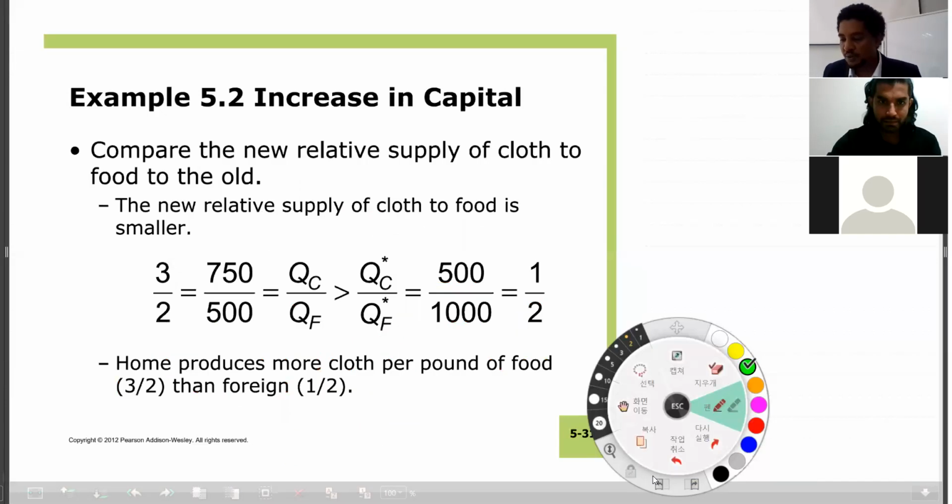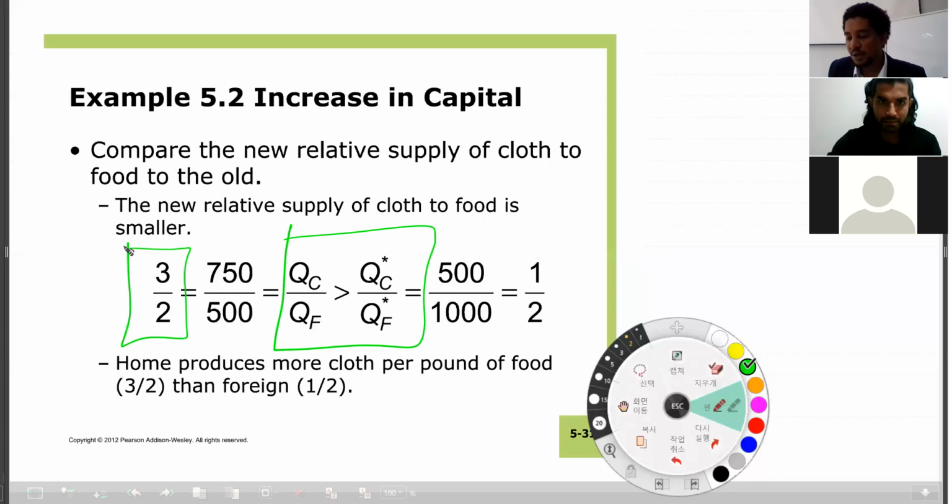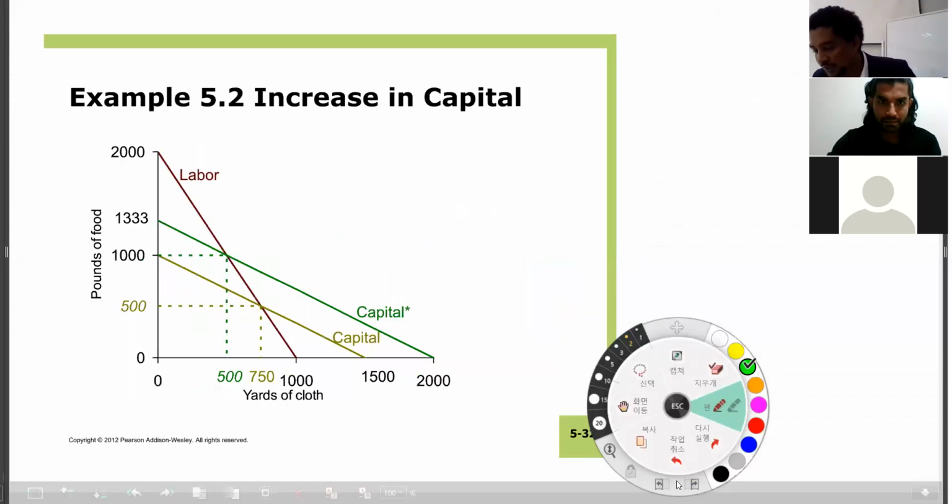So, the slopes and the opportunity costs will also differ. You can compute from here. The opportunity cost of producing clothes compared to producing food was 3/2 in the previous example. Now it is 1/2. 3/2 is 1.5, so this is 0.5. So the opportunity cost has now decreased, okay?